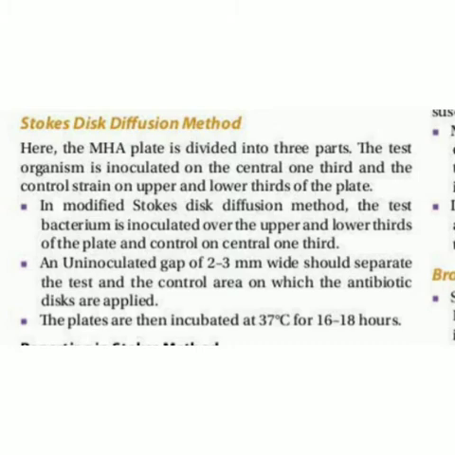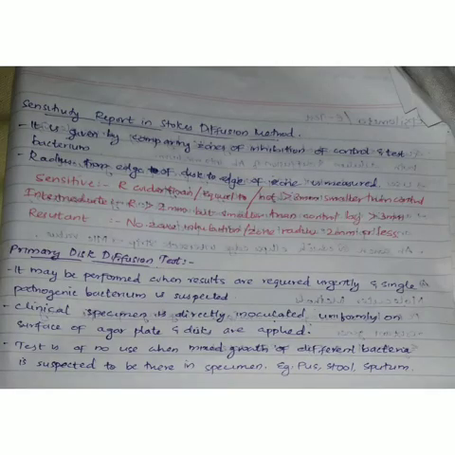Now is the reporting. The interpretation is given by comparing the zones of inhibition of the control and the test bacterium. Here we measure the radius from the edge of the disc to the edge of the zone. We interpret it as sensitive, intermediate and resistant. Sensitive is where the radius is equal to, or not more than 3 mm smaller than, that of the control. The intermediate is where the radius of the test is greater than 2 mm but smaller than the control by more than 3 mm. And the resistant is where there is no zone of inhibition for the test, or the zone radius is 2 mm or less than the control.